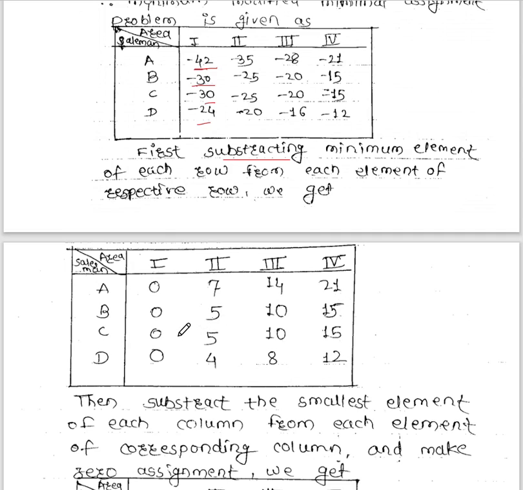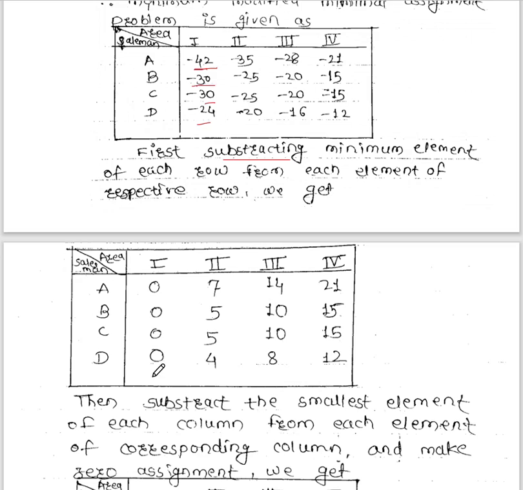Then the second row, if you add 30 to each element of the second row: minus 30 plus 30, that is 0, then minus 25 plus 30, this will become 5, then minus 20 plus 30, this will become 10, then minus 15 plus 30, this will become 15. Similarly, in the third row, if you add 30, minus 30 you will get 0, then minus 25 plus 30 you will get 5, then minus 20 plus 30 you will get 10, then minus 15 plus 30 you will get 15. So this is the logic of how to find out the remaining elements.